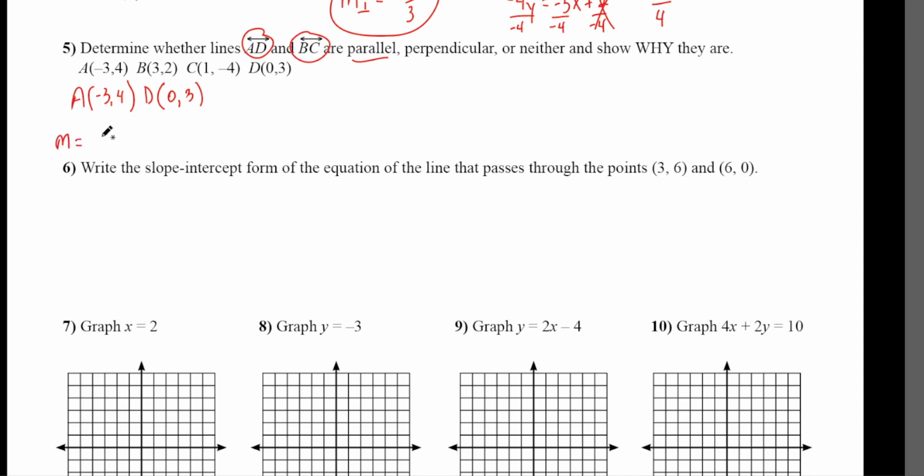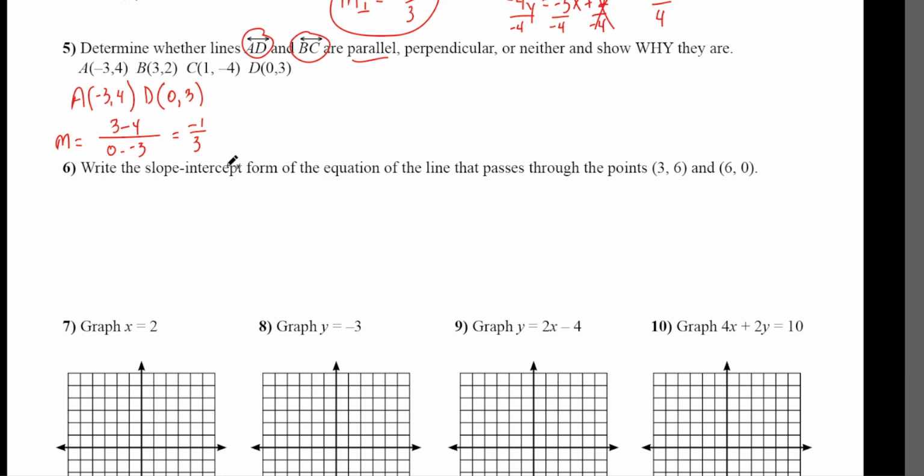So the slope, we've talked about this a whole bunch. How do I find the slope? I subtract the y's and put them on top, so 3 minus 4, and then subtract the x's and put them on the bottom: 0 minus negative 3. So what do I get? I get negative 1 over positive 3. That's the slope of line AD, negative 1/3.